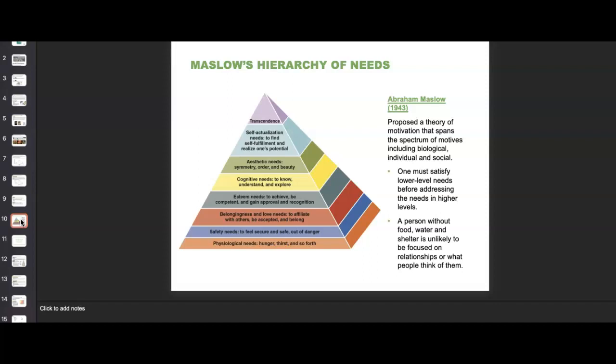At the next level, Maslow identified belongingness and love needs, the motivation to be with others, to be loved and to be appreciated by others. The next level we seek to successfully satisfy are our esteem needs, cognitive needs, and aesthetic needs. The esteem needs are to achieve, be competent, and gain approval and recognition. Our cognitive needs are to know, understand, and explore. Our aesthetic needs are for symmetry, order, and beauty.